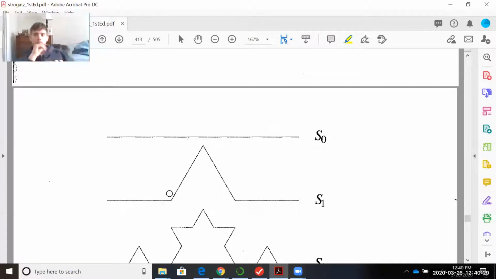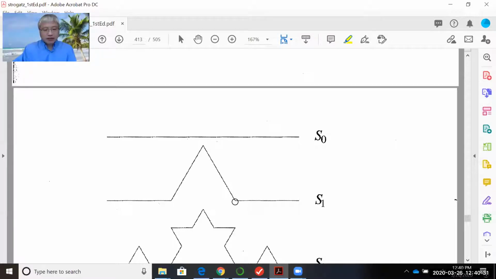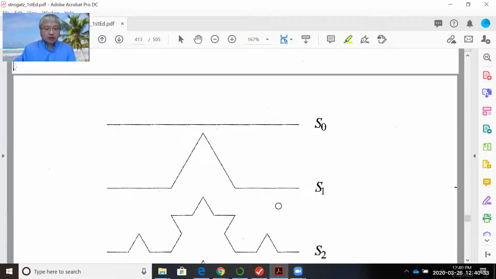Yes. Okay. Once we have that, the next iteration we just repeat the same thing. We take every segment and replace it by this shape. So if I call the initial segment length 1, what will be the length of the new curve after 1 iteration?